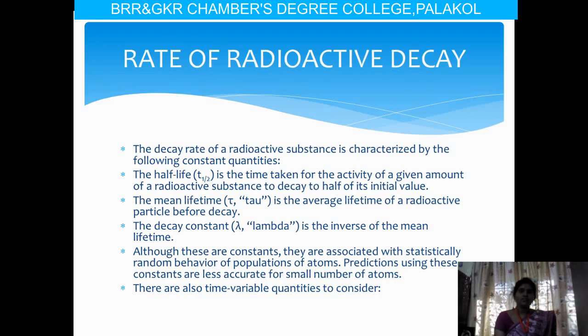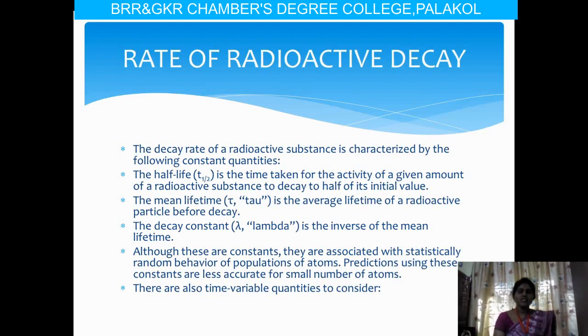Now going to our topic, the rate of radioactive decay. Here the decay rate of a radioactive substance is characterized by the following constant quantities. First, half life, which is the time. Here T1/2 is taken as the half life. The next one is tau, the average lifetime of the radioactive particle before it decays.